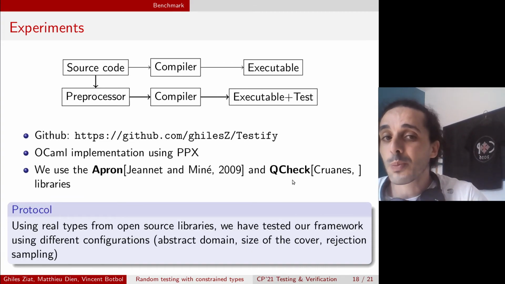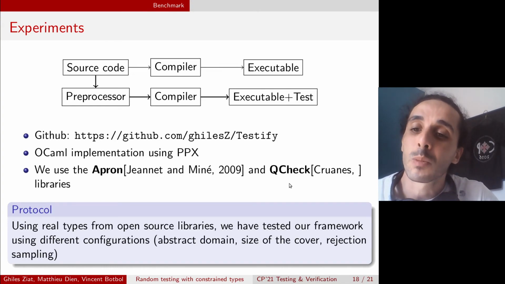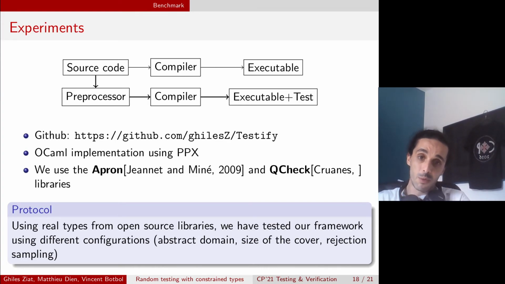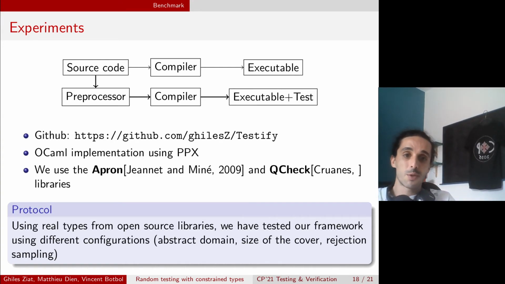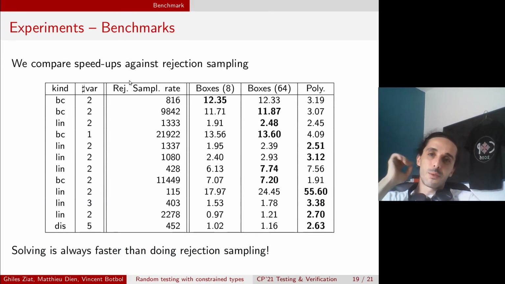In order to benchmark the performance of our framework, we have used real types from some open source libraries, in which we have identified constraint types. Using our framework, we have annotated these types, and then we have benchmarked the generated code using different configurations: using boxes, using polyhedra, varying the size of the cover, and also using rejection sampling. These are the results we have.